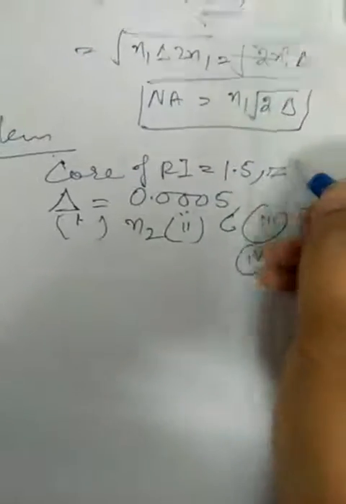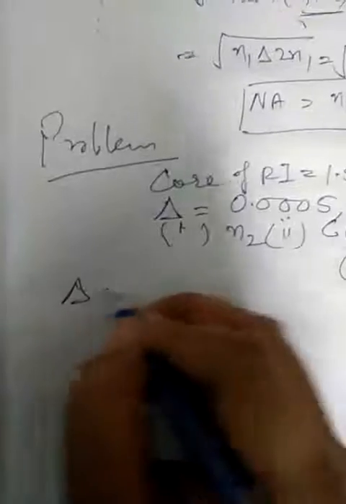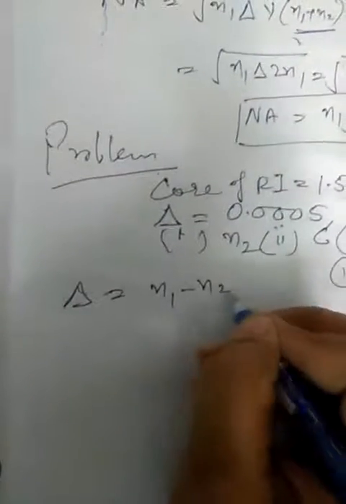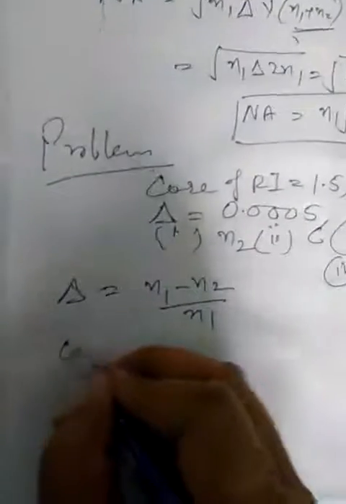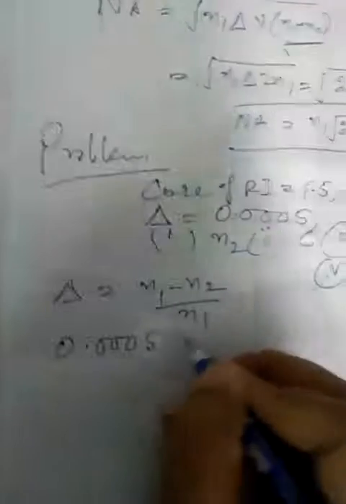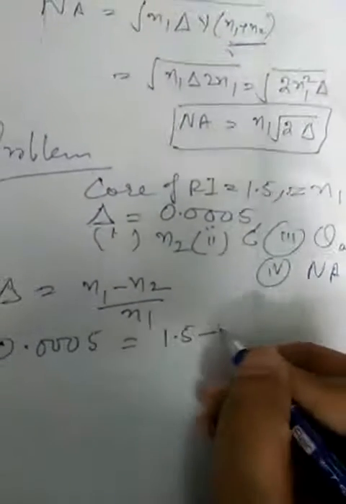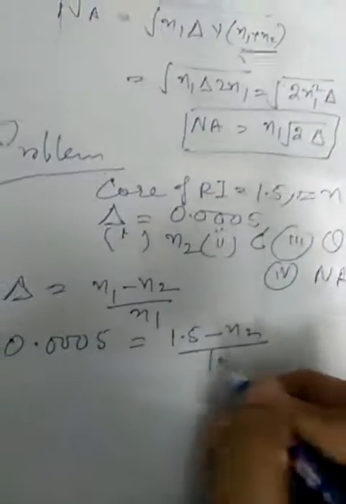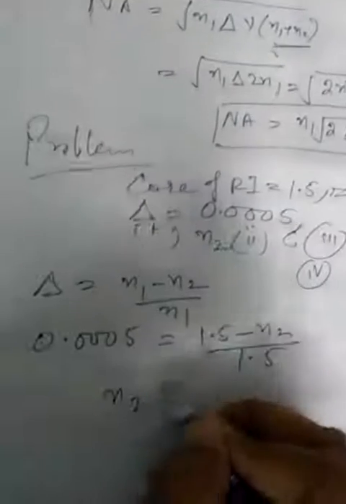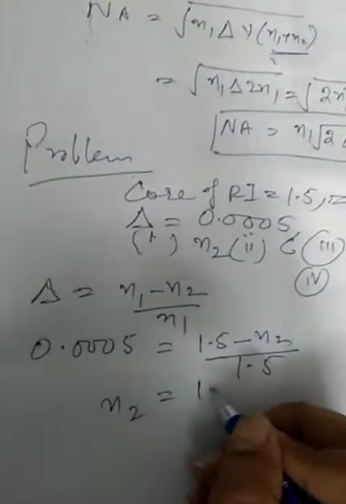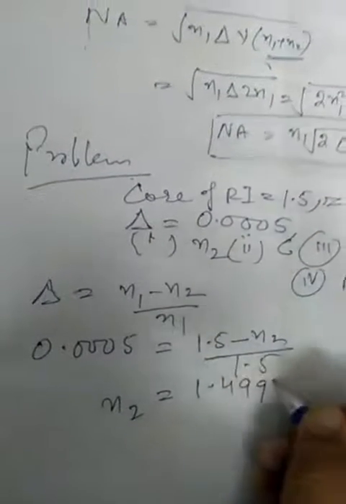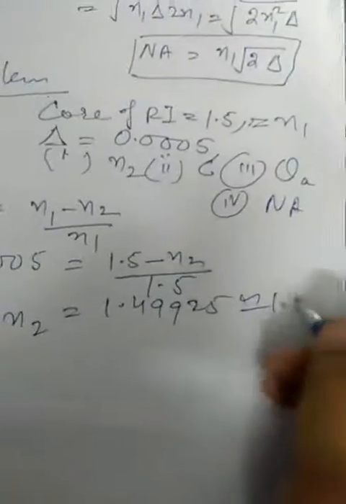First of all, we are given the refractive index of core. How will we represent it? It is represented by n1. Now we know that delta is equal to n1 minus n2 upon n1. So put the value 0.0005, that is equal to n1 which is 1.5 minus n2 upon 1.5. When you solve it, the answer comes out to be 1.49925, and most students take it as approximately equal to 1.5.